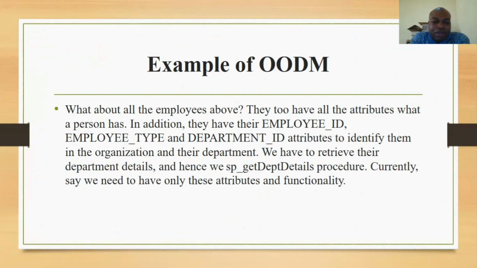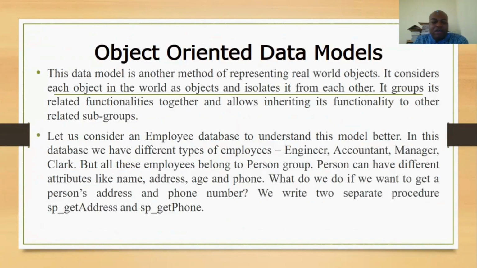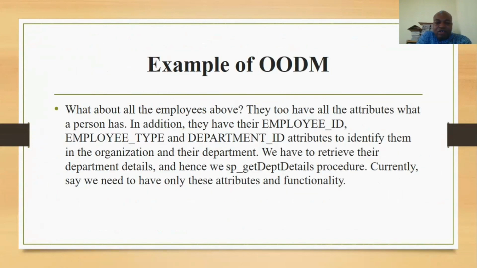So also we have employee type. That is where we have different types: just as we looked at previously, we have engineer, accountant, manager, and clerk. And also we have department ID, which tells which department each of these employee types works in. So all these attributes are used to identify them in the organization and their department. So we have to retrieve their department details, and hence we have a separate procedure, get department detail procedure. So currently, say we need to have only these attributes and functionality.